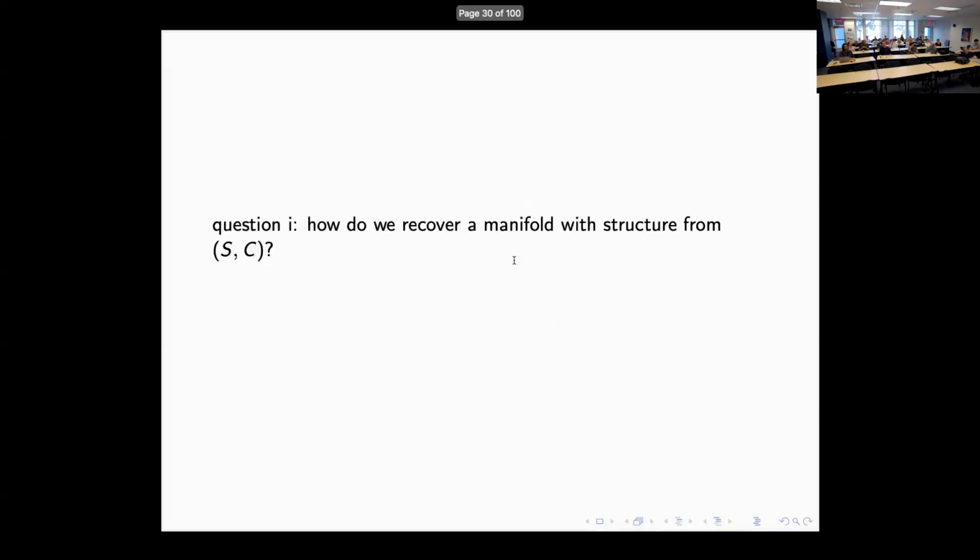Okay, so I'm going to ask a collection of questions today, four of them to be exact. We'll go through them. The main question is question 2, but we need to do a little bit of work before we get there. So the first question is this: how do we recover a manifold with structure on it from a locally G-structured space? So we have this privileged coordinates presentation. How do we recover back a manifold with structure from that? Okay, so this is the first question that I'm going to answer.